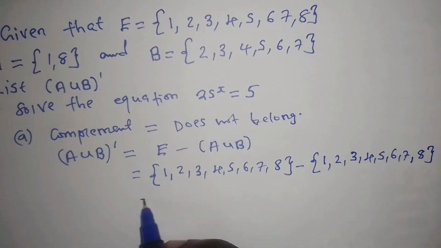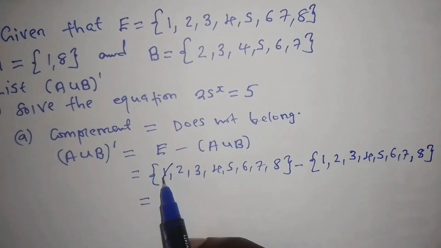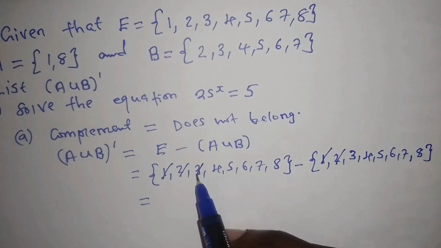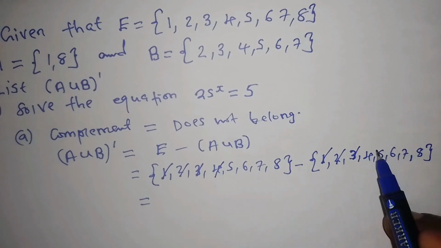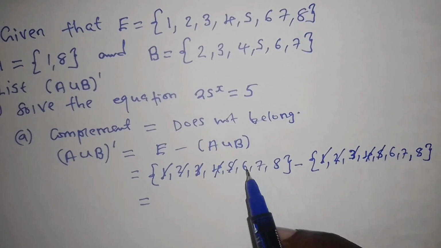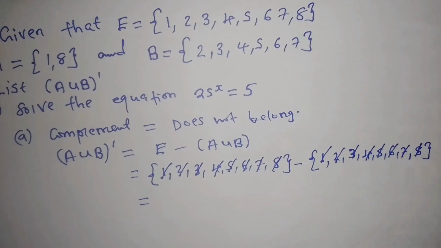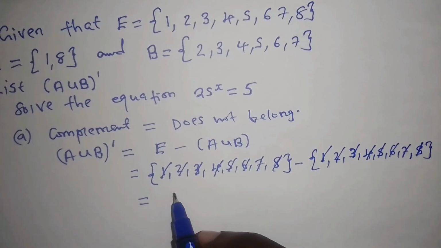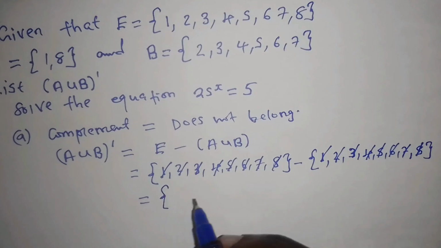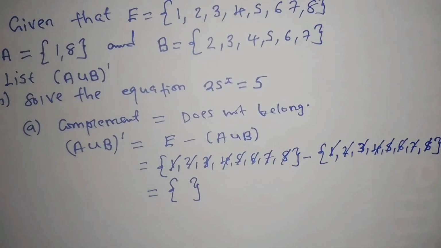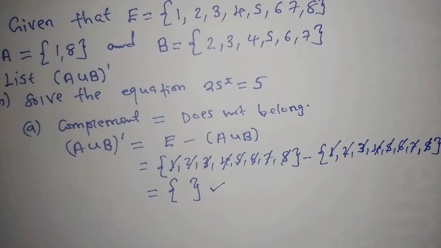So therefore, now you can start subtracting. So this cancels out, this cancels out, this cancels out, 4 goes, 5 goes, 6 goes, 7 goes, 8 goes. So you can see clearly that you remain with what is called an empty set. So this is your answer. (A union B) complement is just an empty set.